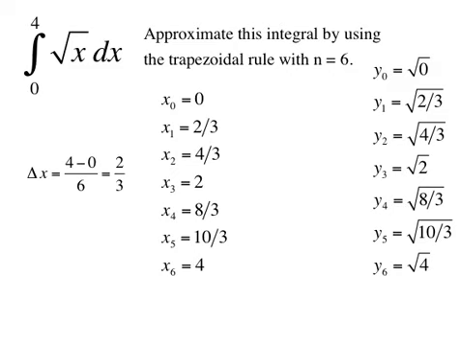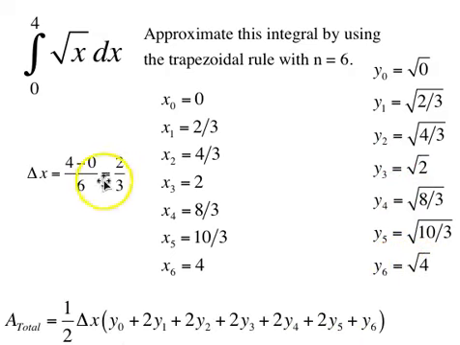We want to use the trapezoidal rule. Change in x times 1/2, that's what it starts with, then 1y0 plus 2y1 plus 2y2 plus 2y3 plus 2y4 plus 2y5 plus 1y6.